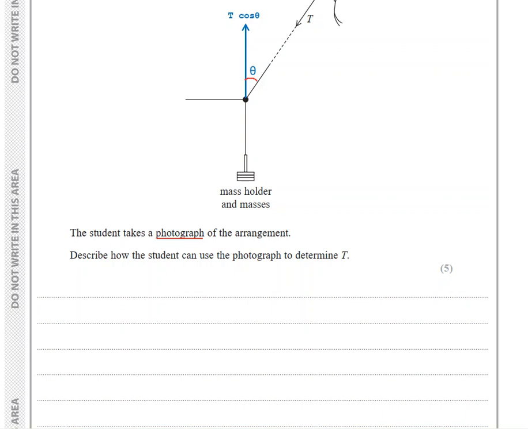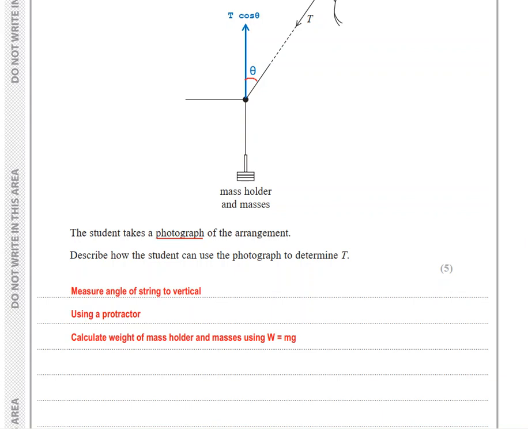The student takes a photograph of the arrangement, and we know, everybody, we can measure angles directly from photographs. So describe how the student can use the photograph to determine T. I have to find out this value of T. And again, back in your mind, always remember, we have to focus on T cos theta because this component of tension is balancing the weight of the mass holder and masses. So the very first thing you do is measure the angle to the vertical using a protractor. Of course, this is done from the photograph.